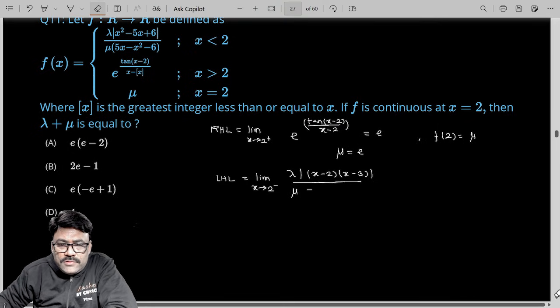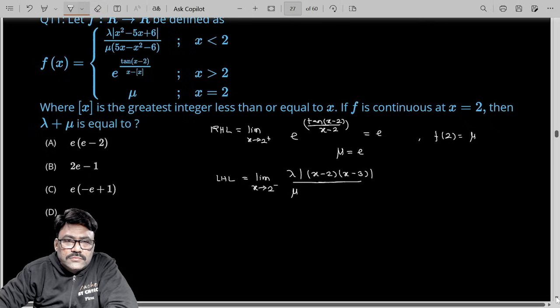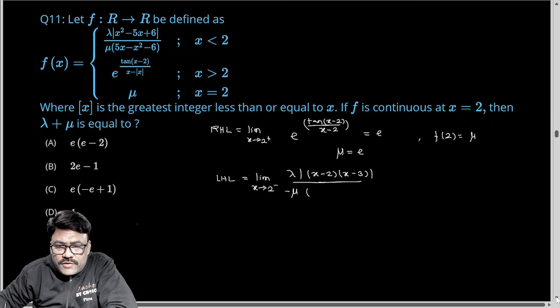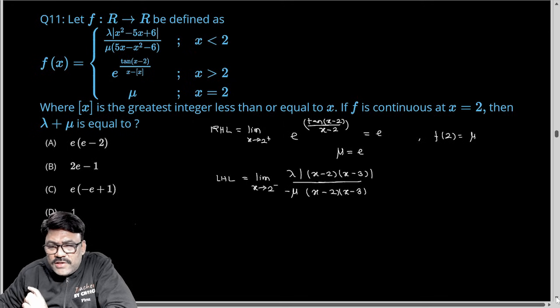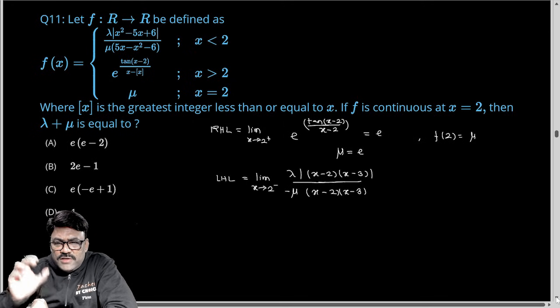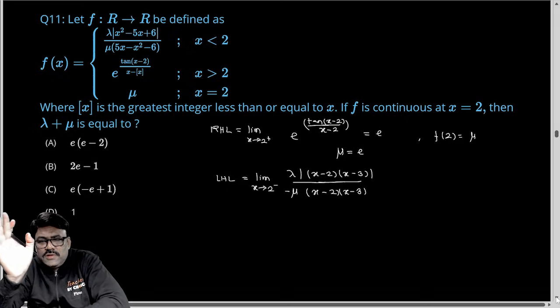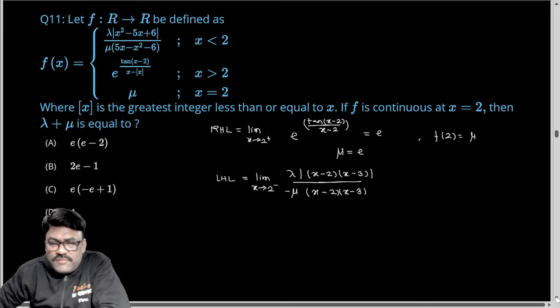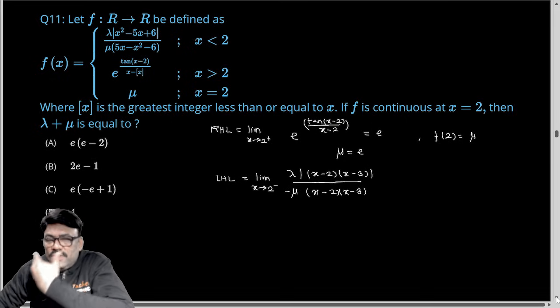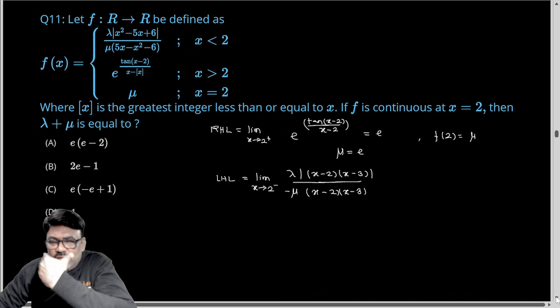Take minus common here. So negative of (x minus 2)(x minus 3). And you can see that when x is slightly less than 2, that is, when x is less than 2, x minus 2 is negative and x minus 3 is also negative, so this product is a positive number.